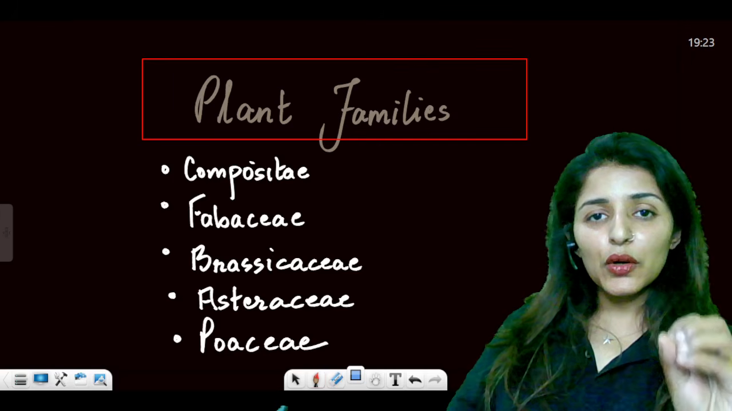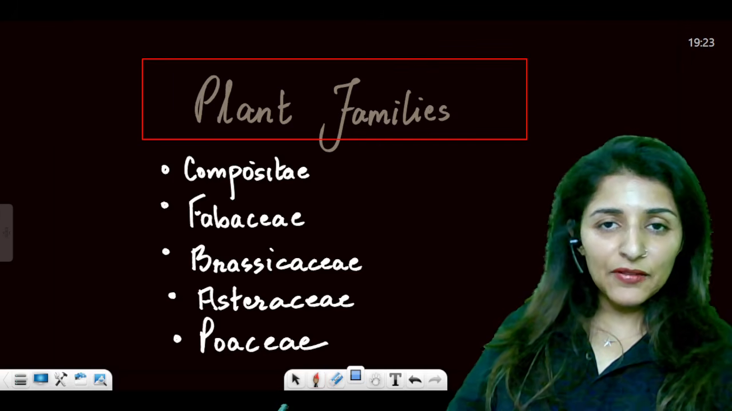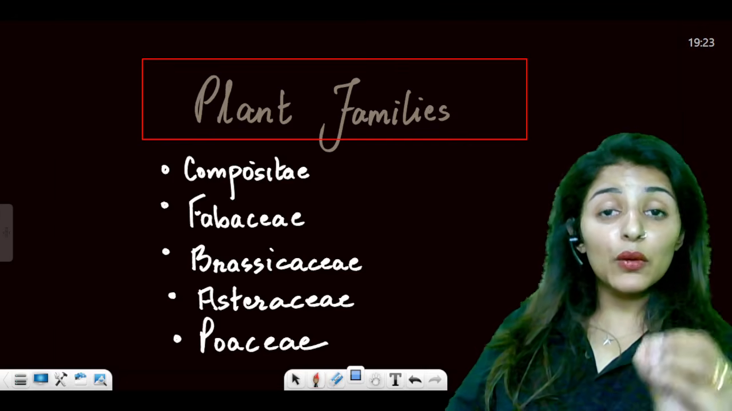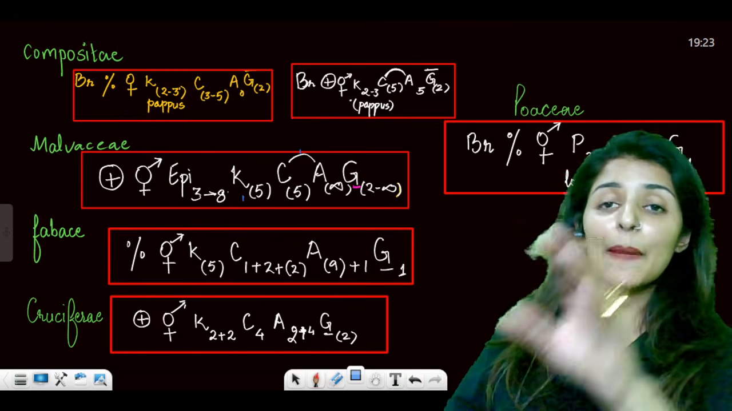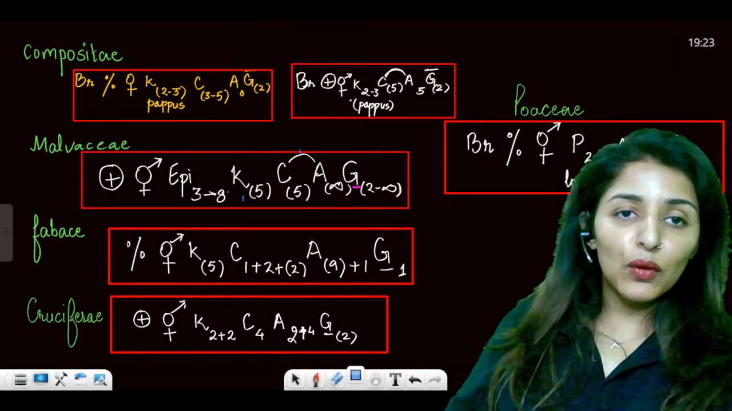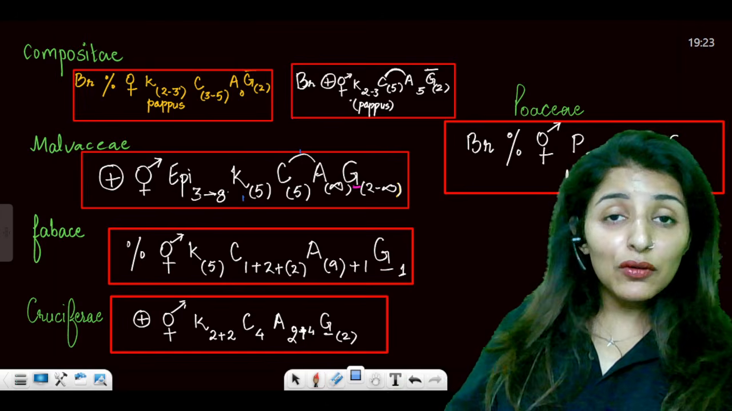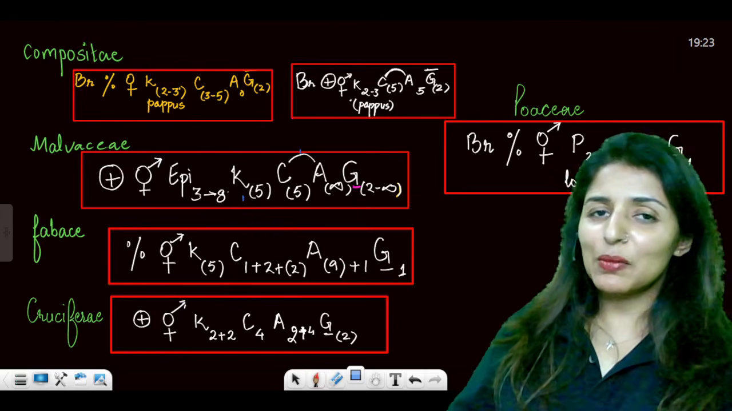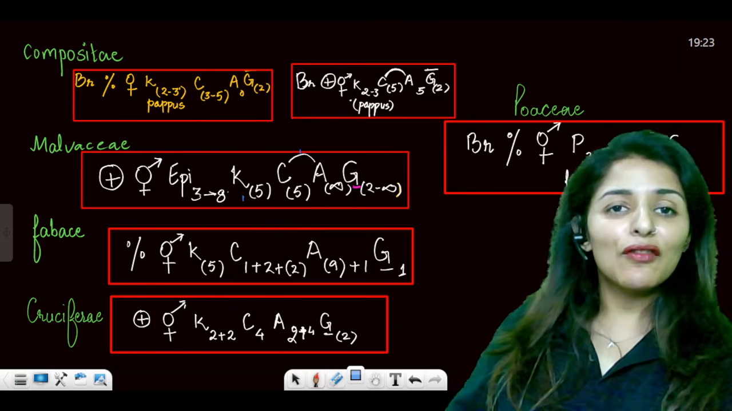So in this session, we are going to discuss these 5 families: Compositae, Fabaceae, Brassicaceae, Asteraceae, and Poaceae. And now the trick is we are going to make all these families easy by just learning these 5 floral formulae. These floral formulae are going to give you all explanations, and the leftover things will be understood with the help of floral diagrams.